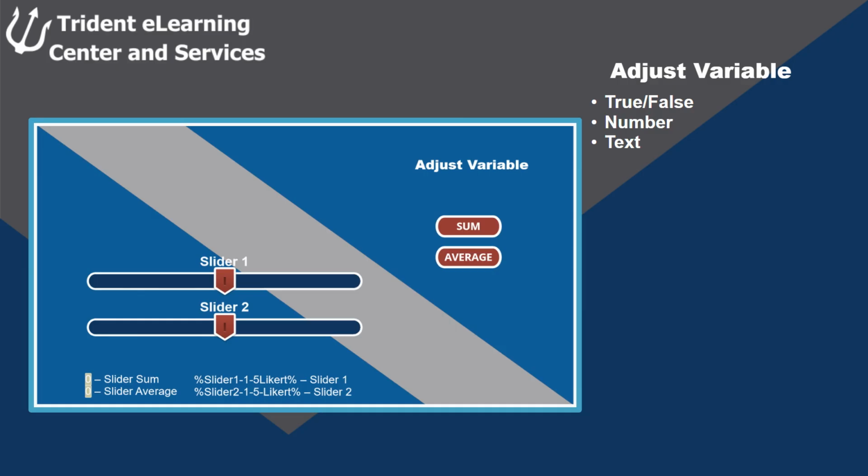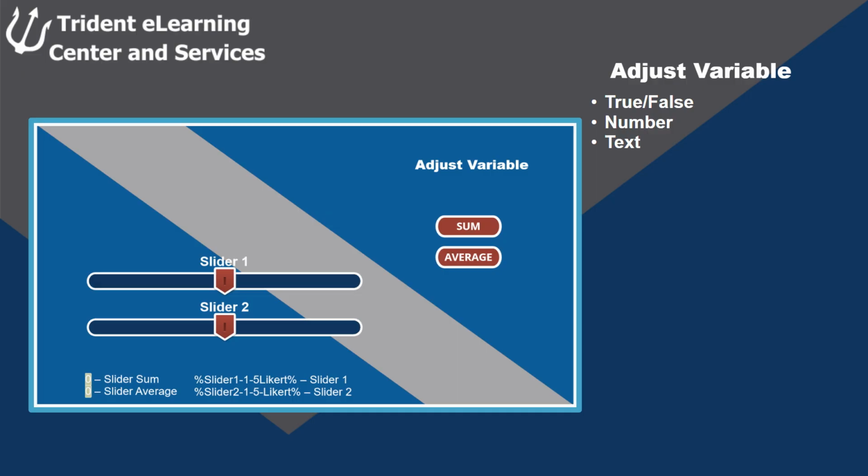You'll see two sliders that could be used in a Level 1 evaluation to measure how well your learners liked the training, along with a final average score of their responses. Each slider uses a Likert scale from 1 to 5, with an initial value set to 3. I've named the variables for these sliders Slider 1, 1 to 5, Likert, and Slider 2, 1 to 5, Likert. Then, I've created two additional variables, Likert sum and Slider average. All four of these variables are number variables.